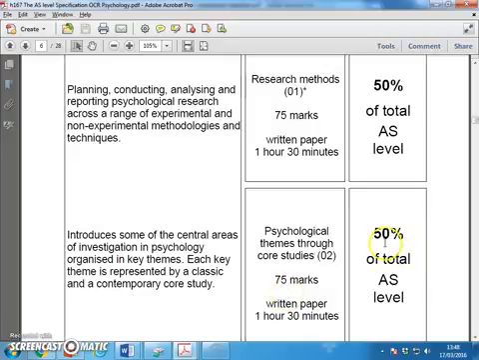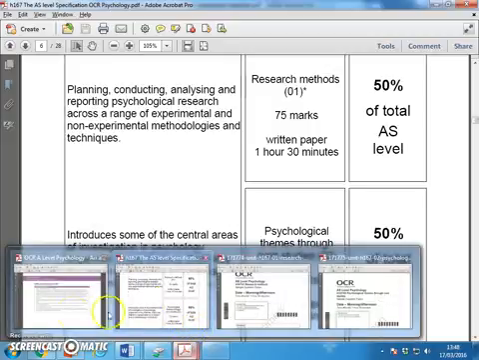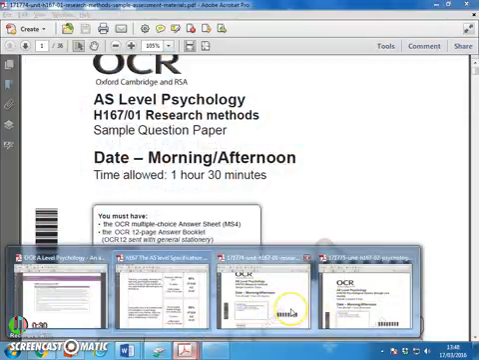So 50% is worth the same amount, same number of marks, same number of minutes: an hour and a half at first year, 2 hours for the A-level paper. It introduces some of the central ideas and investigations organised into key themes. So we've got the classic and the contemporary studies for each of the areas, and we've also got the two perspectives. So let's have a quick look at it.